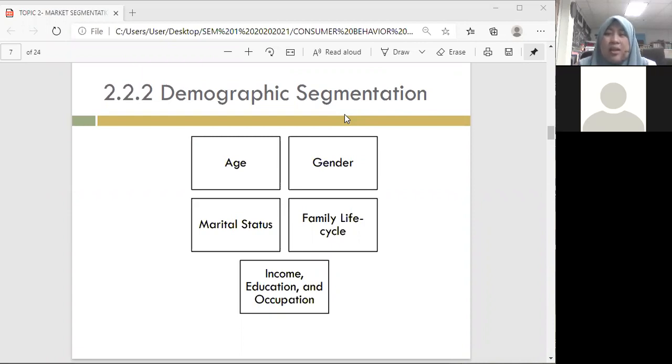Okay, why they said so? Number one, because the higher education you have, the higher the income, and you will get a good occupation, a good job. It depends, but this is mostly the basic theory that we should know. When you have a good education, you will get a good occupation, and you will get a good income.